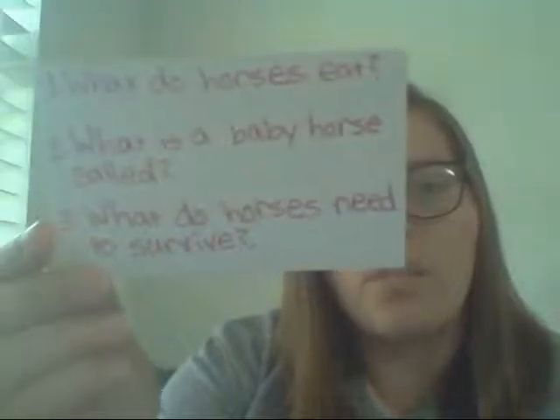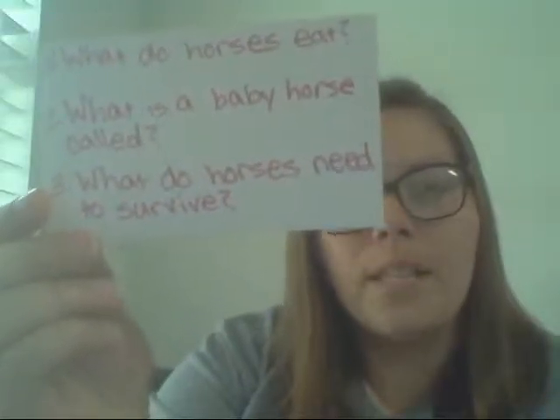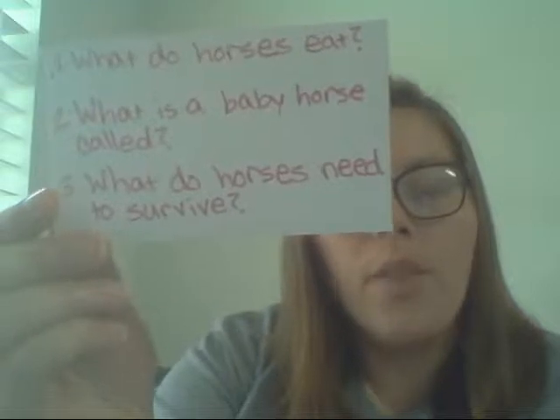The animal that I chose to do research on this week is a horse. So I've picked a nonfiction book that is all about horses. Before I get to reading my nonfiction book, though, I came up with 3 things that I would like to learn about in my story. The first thing I would like to learn is, what do horses eat? The second is, what is a baby horse called? And the third is, what do horses need to survive? So those are 3 things I'm going to be looking for in my story today, and I would love your help to find the answer to those 3 questions.